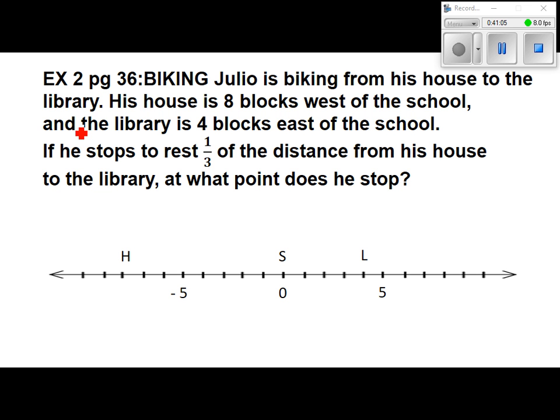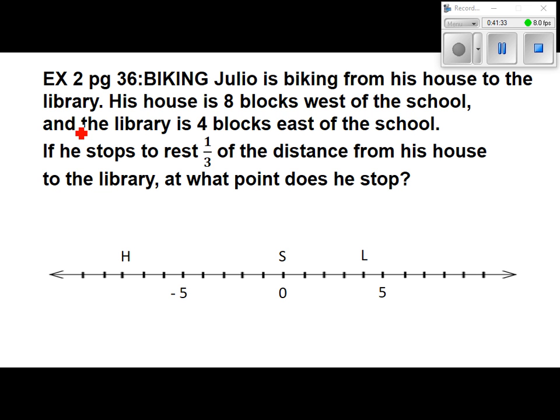Julio is biking from his house to the library. His house is 8 blocks west of the school, and the library is 4 blocks east of the school. If he stops to rest 1/3 of the distance from his house to the library, at what point does he stop? So apparently this is his house, that's the school, that's the library.